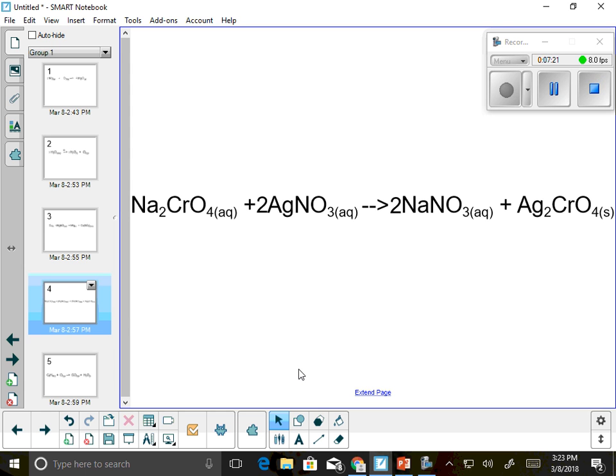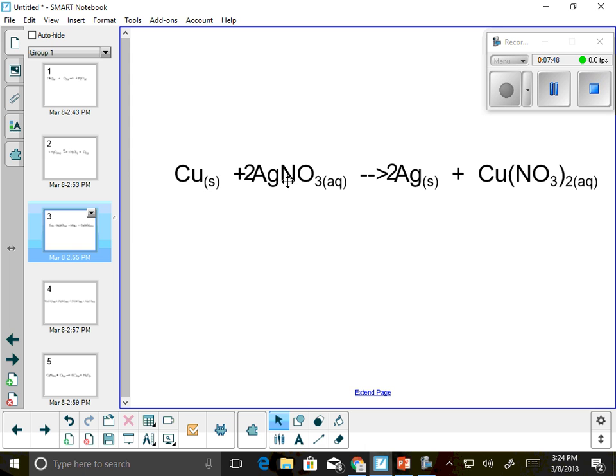When it comes to recognizing this type of equation, it involves two ionic solutions, so two compounds making two new compounds. The Na switches places with the Ag. Now when you do that switch of place, just like with the single displacement, you have to rebalance formulas. Silver's a +1 charge, chromate's a -2. That's why it's Ag2CrO4. Just like in the previous problem, AgNO3, Cu(NO3)2.